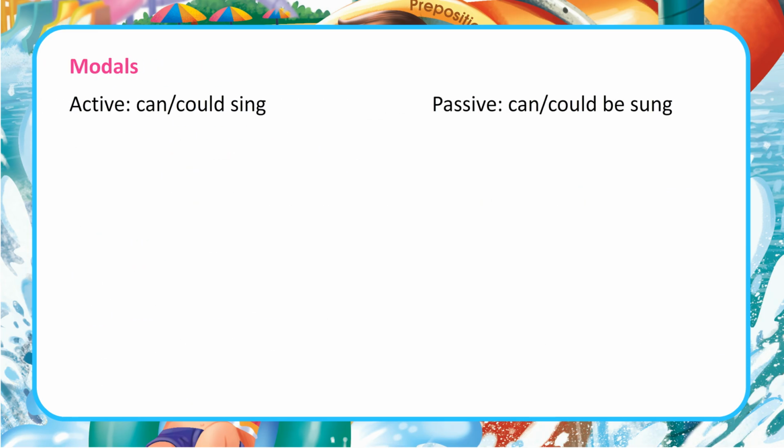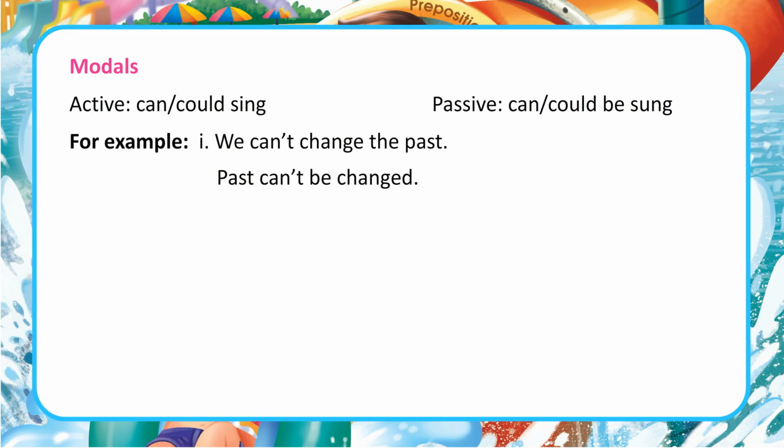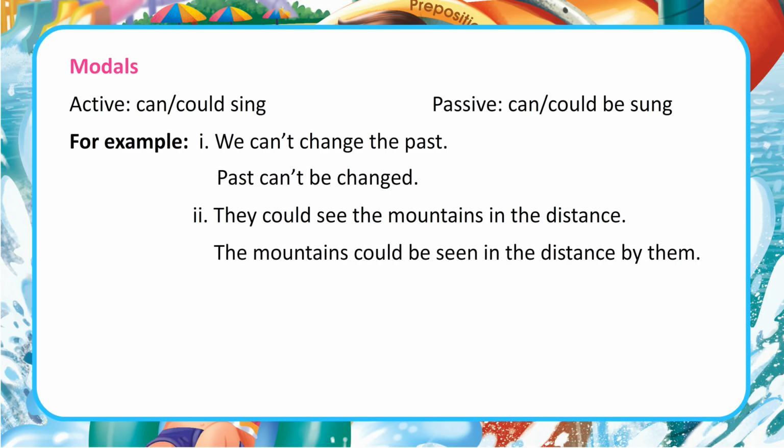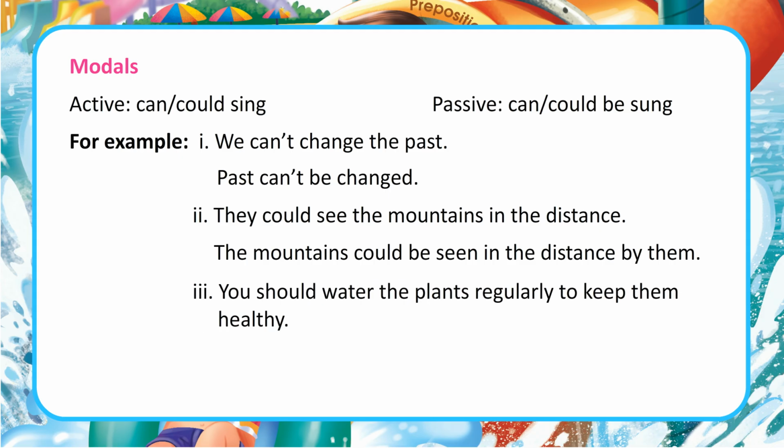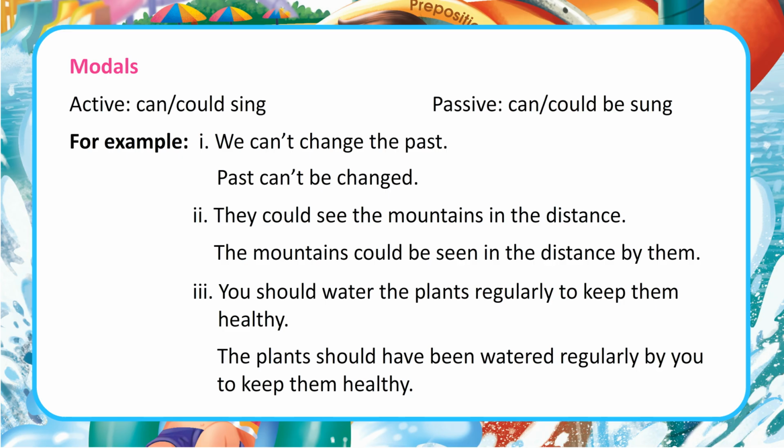Modals. Active: can/could sing. Passive: can/could be sung. For example, we can't change the past. The past can't be changed. 2. They could see the mountains in the distance. The mountains could be seen in the distance by them. 3. You should water the plants regularly to keep them healthy. The plants should have been watered regularly by you to keep them healthy.